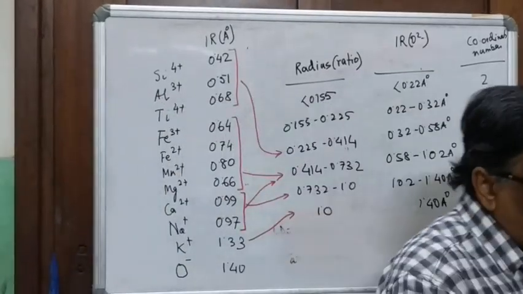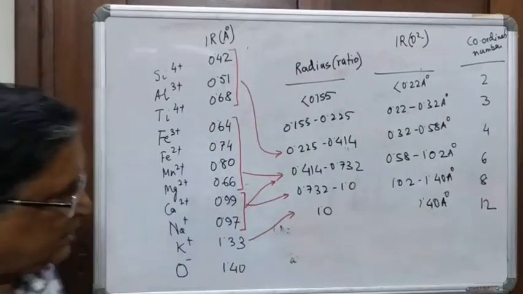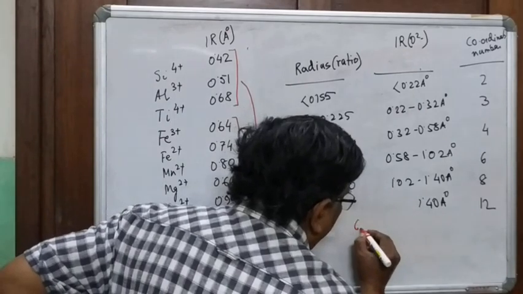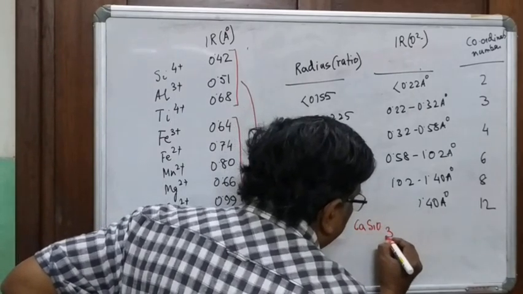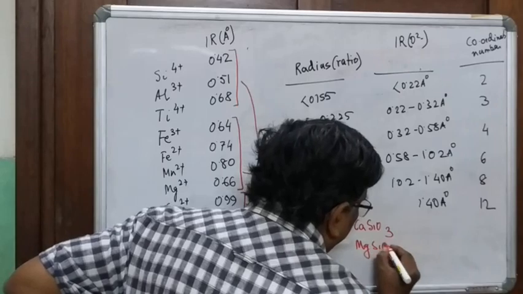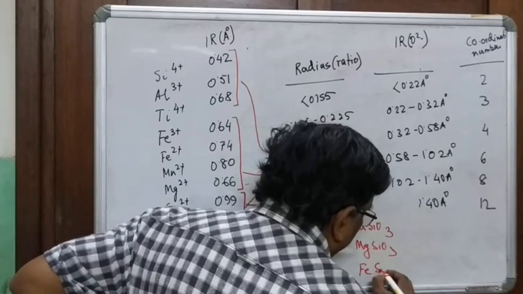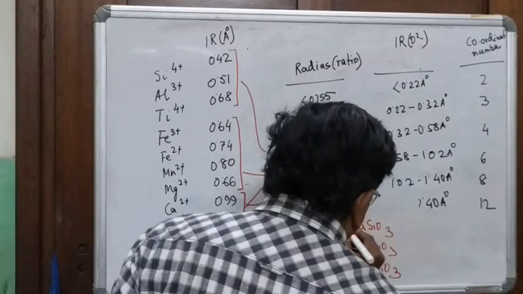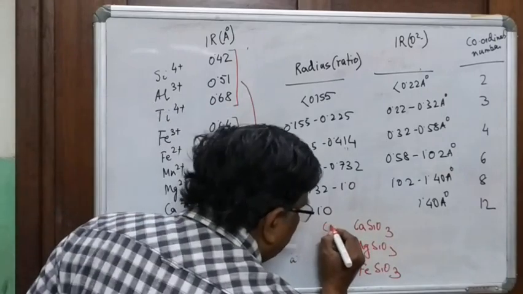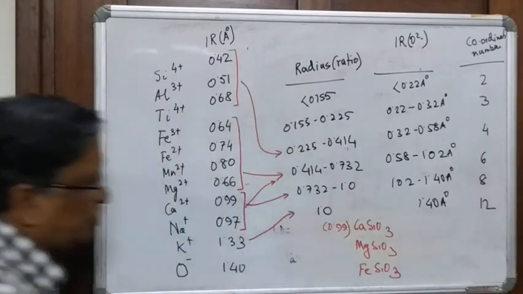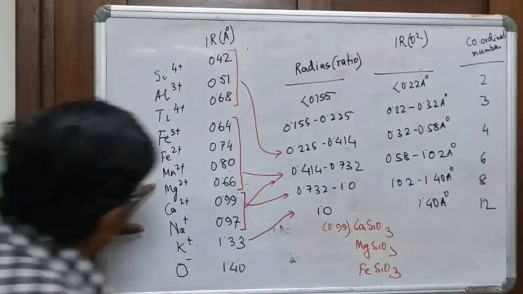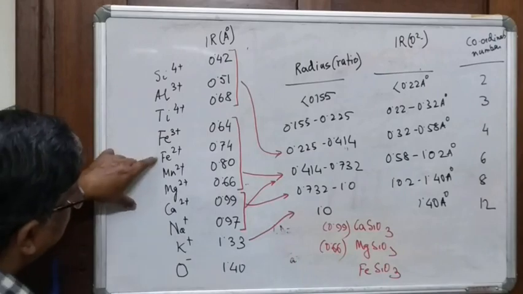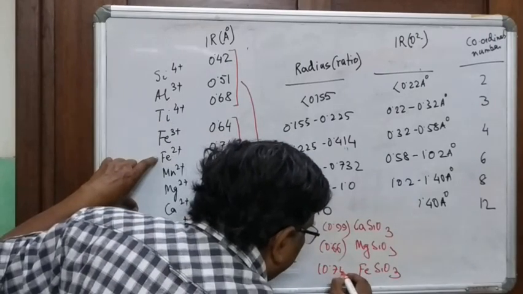Now coming back to your first question. If this is the case, then say for example you have CaSiO3, MgSiO3 and FeSiO3. The first question. Now you see calcium here has 0.99 angstroms. Magnesium is 0.66 angstroms and iron here is 0.74 angstroms.